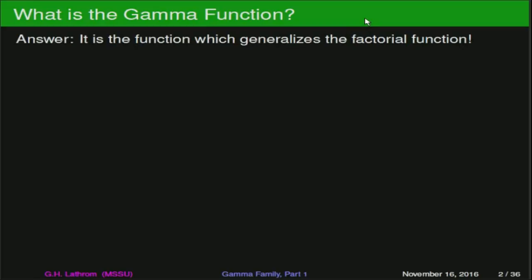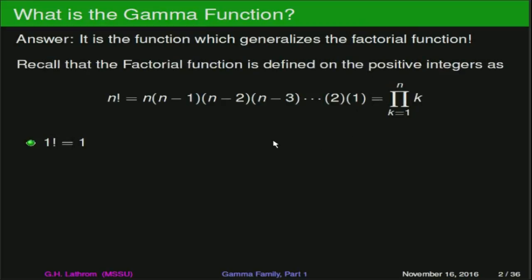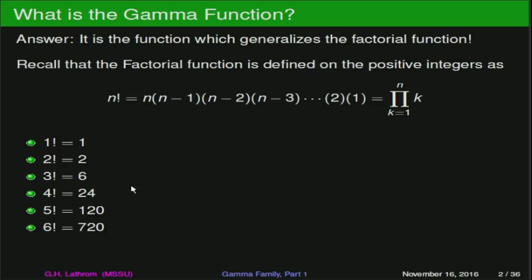We'll recall that the factorial function was really defined on the positive integers. If n is a positive integer, then n factorial was calculated using n times n minus 1 times n minus 2 all the way down to 2 times 1. So 1 factorial was just 1, 2 factorial was 2, 3 factorial was 6, 4 factorial 24, 5 factorial 120, and so on.